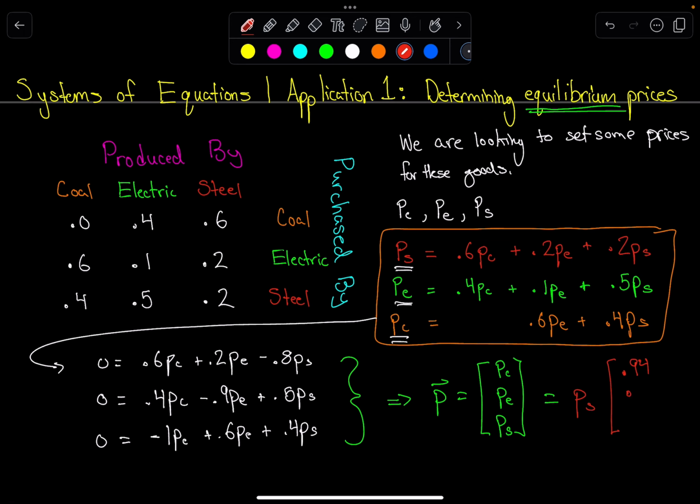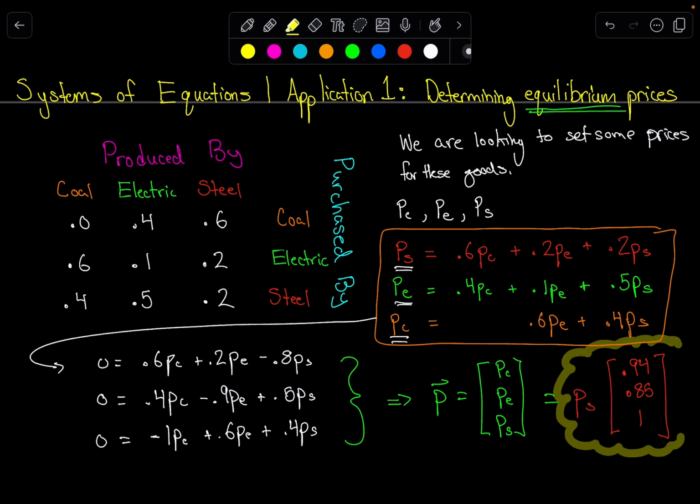You're going to solve this homogeneous system just like you did any other system last week, and you're going to get something like this. Now, how do we interpret this as a solution? Okay, well, visually, this is just like some infinitely long line in 3D space. But in terms of the practical application of this, what this says is if the steel company sets a particular price, then the other companies need to set their price accordingly.